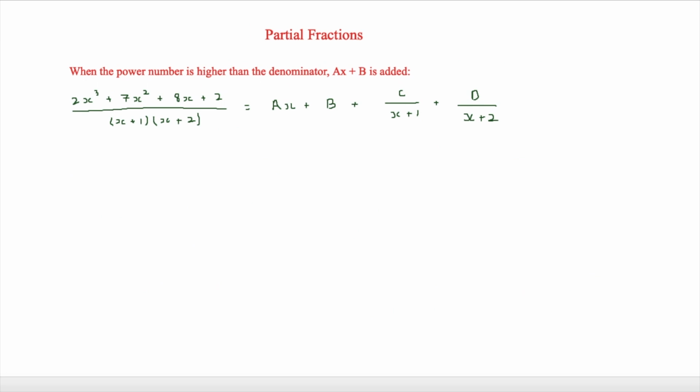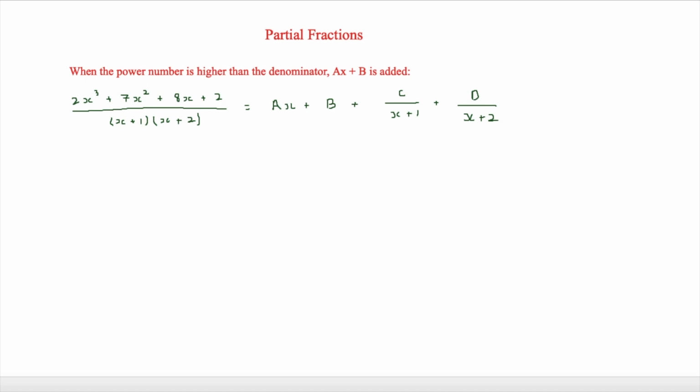So the final question just has one more dimension in, and this is when the power number is higher than the denominator, and in this case ax plus b is added. So here we have a question: 2x cubed plus 7x squared plus 8x plus 2 over x plus 1 times by x plus 2. And obviously we have an x cubed on the numerator, but we only have an x squared on the denominator. So this means that we're going to add ax plus b, and it's going to go to plus c over x plus 1, and then plus d over x plus 2.